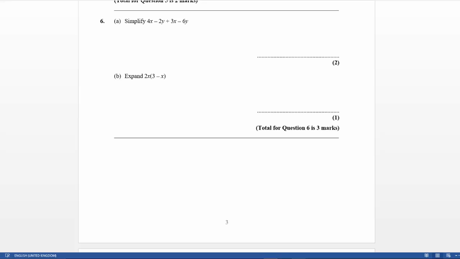Number 6. Basically they're asking you to simplify this expression 4x minus 2y plus 3x minus 6y. Really straightforward stuff. I'm just going to line up all my x's and all my y's together. This is 4x here and this is positive 3x, so I'm going to put plus 3x. I've got minus 2y, and I've got minus 6y. Right, let's try and answer these now.